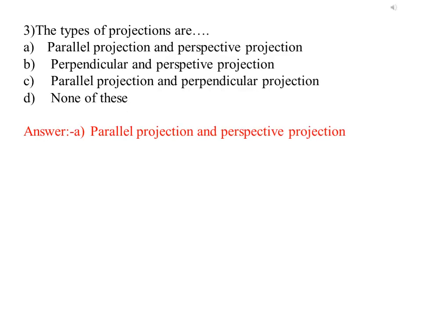The third question is: the types of projections are? Option A, parallel projection and perspective projection. Option B, perpendicular and perspective projection. Option C, parallel projection and perpendicular projection. Option D is none of these. The answer, everyone knows, is parallel projection and perspective projection.